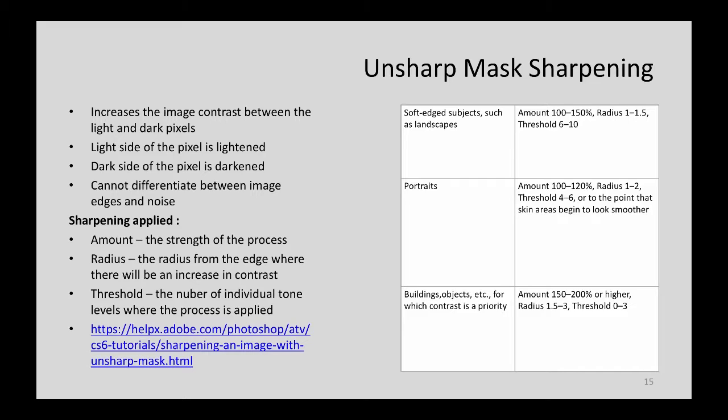Any of the sharpening software looks for the edge of the image to find that intersect between light and dark to apply that contrast, that element of contrast. When we think of sharpening, it's exactly the same as what we did in input processing. It is the amount, so that's the strength or the amount of sharpening applied, the radius, how far from the edge or the pixel there will be an increase in the contrast, and threshold is the number of individual tone levels where the process should be applied.